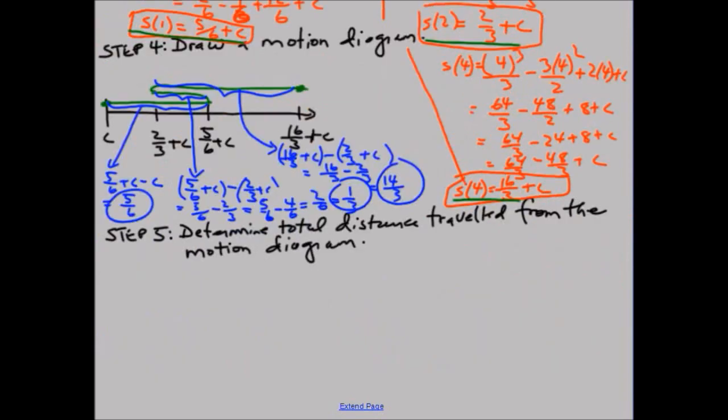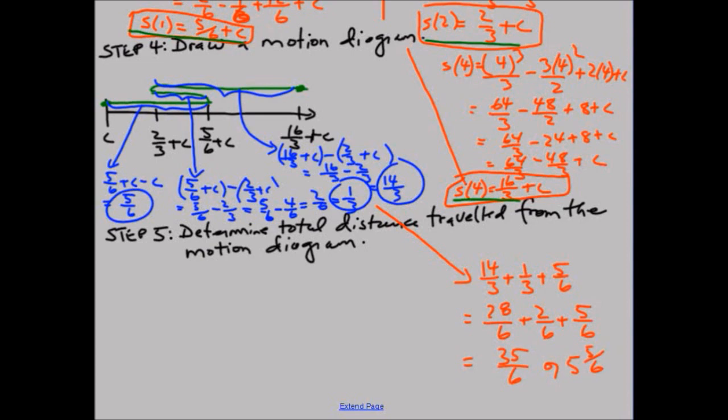are 28 over 6 plus 2 over 6 plus 5 over 6, 35 over 6, or 5 and 5/6. And our units is meters. Why in the book do we have 5 and 2/3?